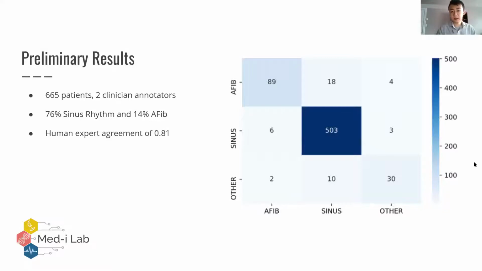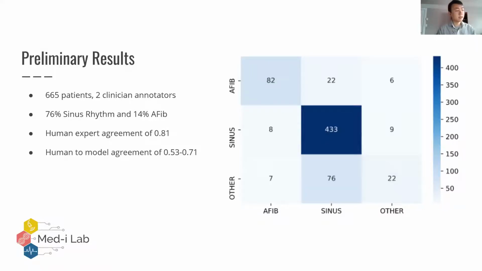We also, for interest, looked at how they compared against our models. So we trained 2 different models on 2 different public data sets to do our segmentation. And the agreement is kind of a mixed bag. One of the models was only about 0.53, or 53% agreement with our human annotators, and the other one is about 0.71.